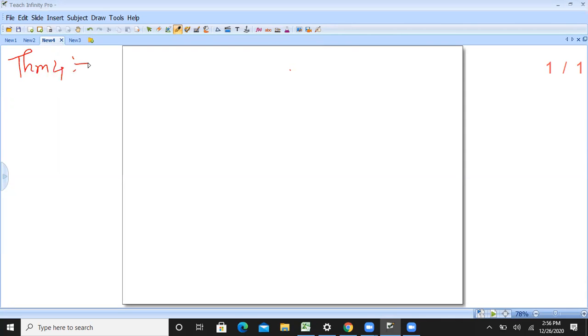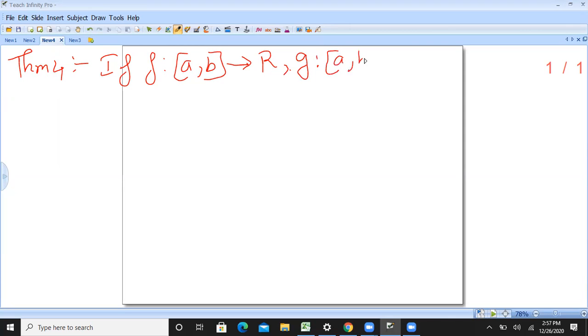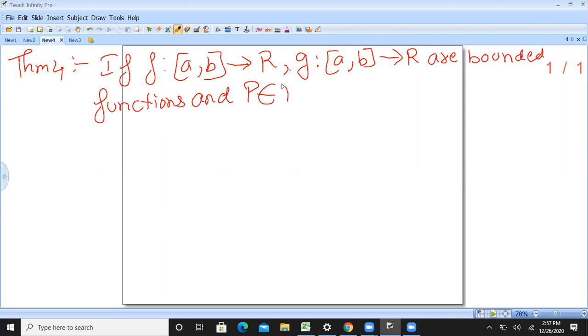Theorem 4. If f: [a, b] tends to R, g: [a, b] tends to R are bounded functions and P belongs to P[a, b], then there are some proofs here.